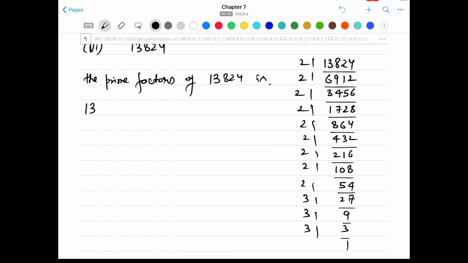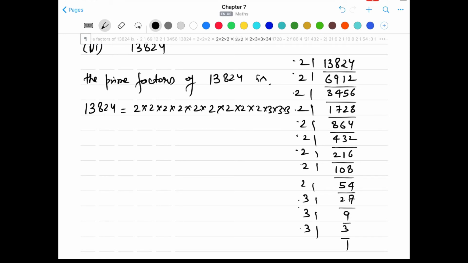We have the number 13,824 equals, let's count the number of 2s. We have 1, 2, 3, 4, 5, 6, 7, 8 and 9. So 2 appears 9 times, so write 2 nine times. Then we have 3 three times, so write 3 into 3 into 3. These are the prime factors of this number.